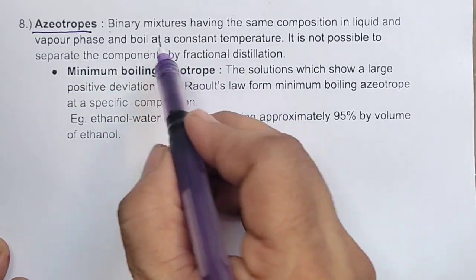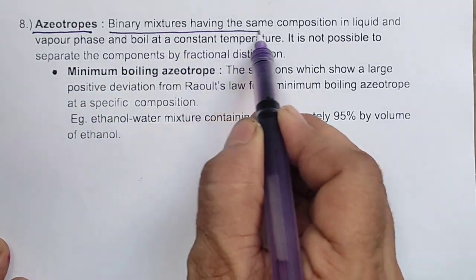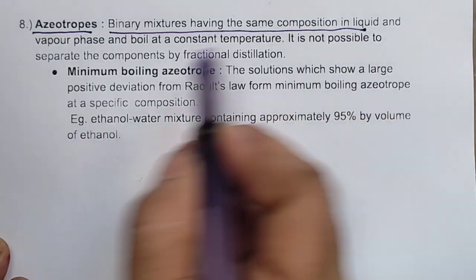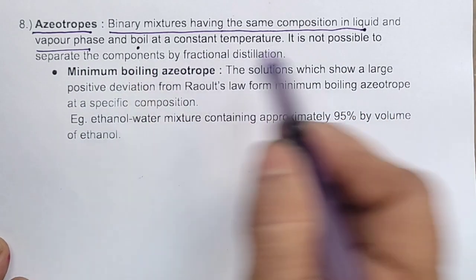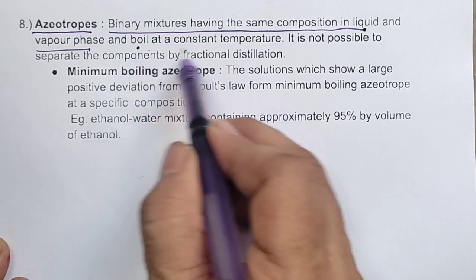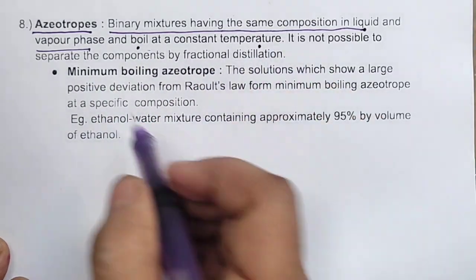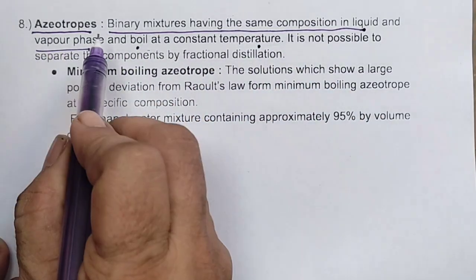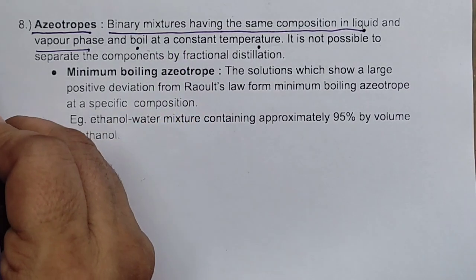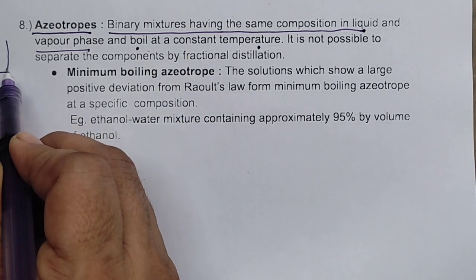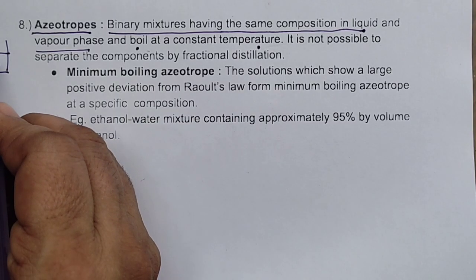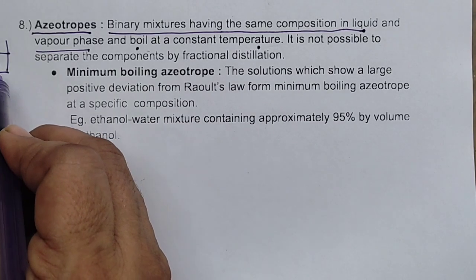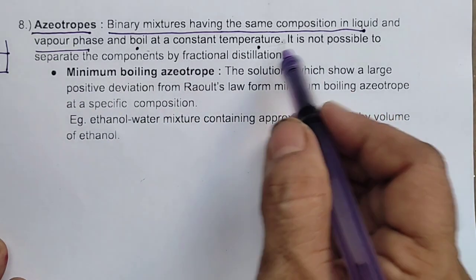Next is azeotropes. Azeotropes are those binary mixtures which have the same composition in the liquid phase and the vapor phase. They boil at constant temperature. That's why we also call them constant boiling mixtures. That means if I take a mixture in some percentage, with two components A and B, they'll vaporize together and they will condense together. So they have the same composition.